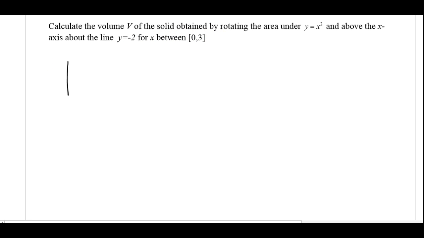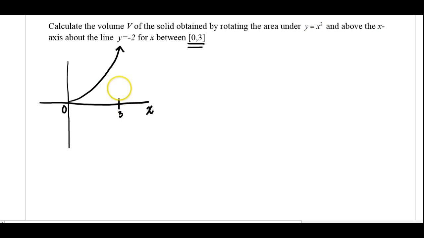So let's try to draw an accurate graph that depicts what's happening. Here's my xy plane. I want the graph of y equals x squared, and I'm really concerned with x values between 0 and 3, so on my x-axis I'll mark 0 and 3. x squared is a parabola, so it's going to look something like this. And I want the area under y equals x squared, above the x-axis, and between 0 and 3.